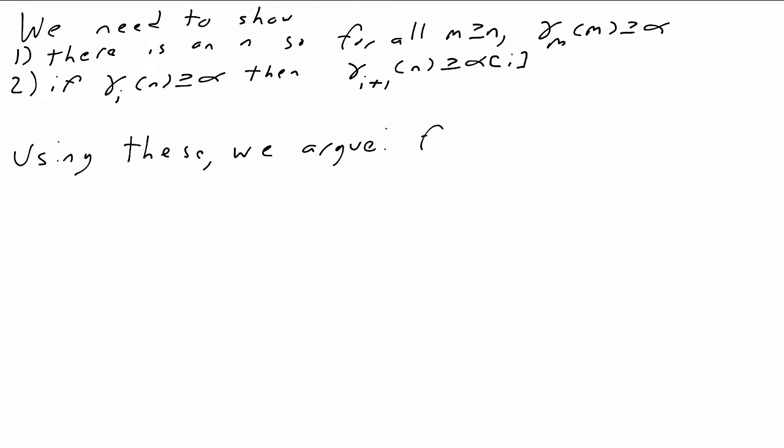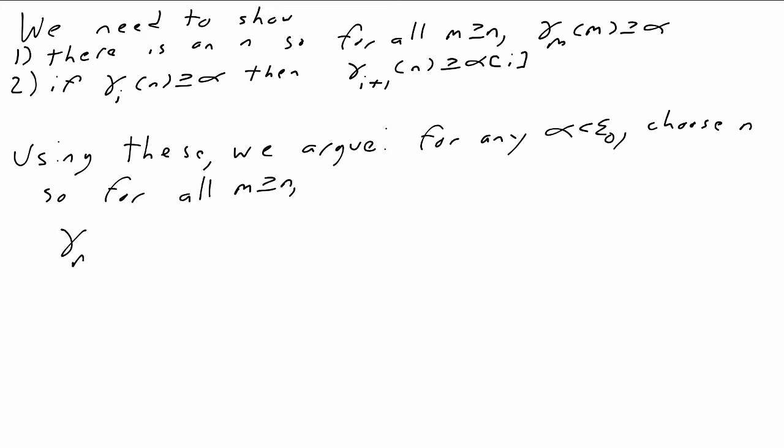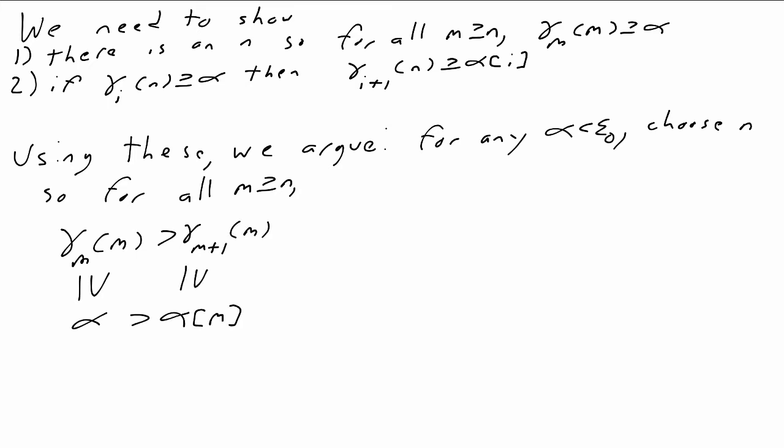For any alpha, choose n big enough so that for all m greater than or equal to n, gamma m of m is greater than or equal to alpha. That's the first claim. Then gamma m plus 1 of m is greater than or equal to alpha bracket m by the second claim. And gamma m plus 2 of m is greater than or equal to alpha bracket m plus 1 by the second claim again, and so on.